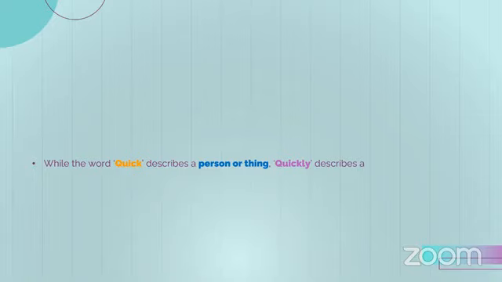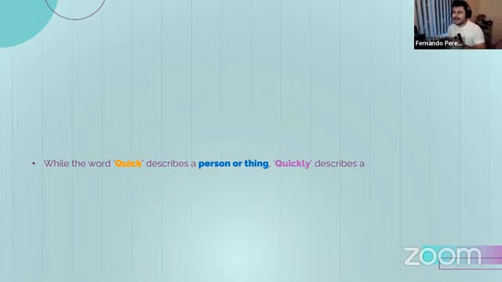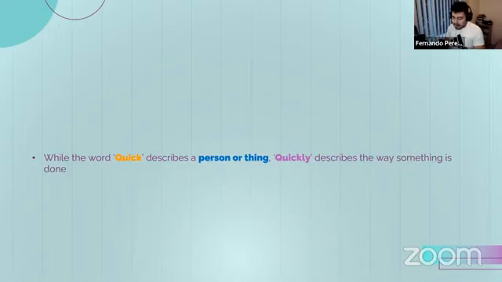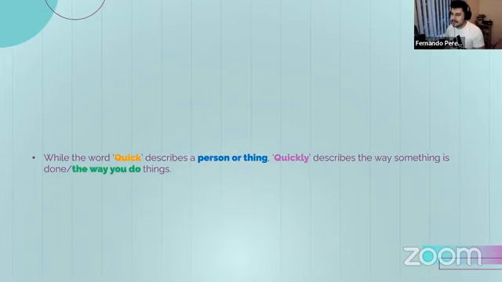Describes the way that something is done. Exactly. Yes, because you need a verb. Describes the way something is done, or the way you do things. This is the way you do verbs.